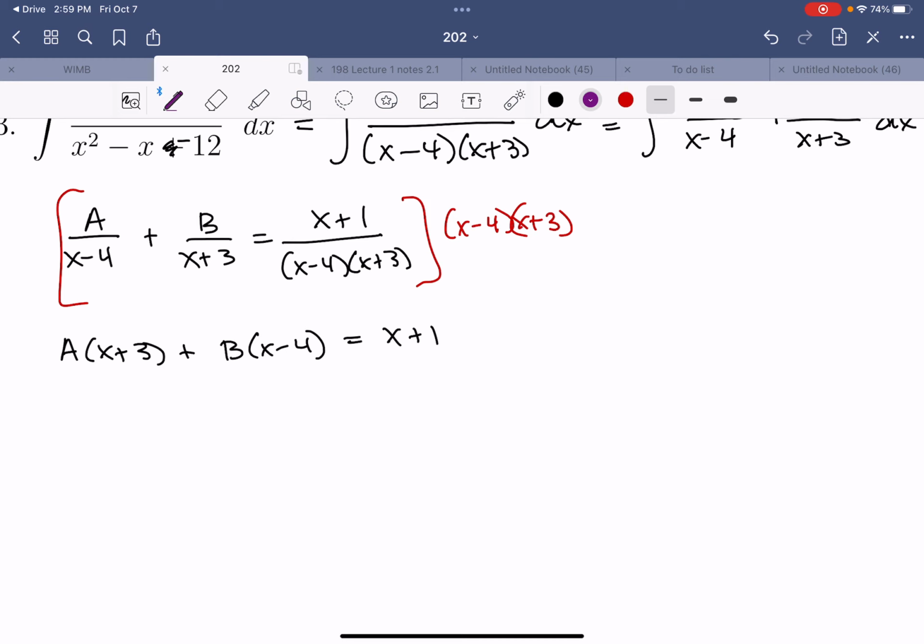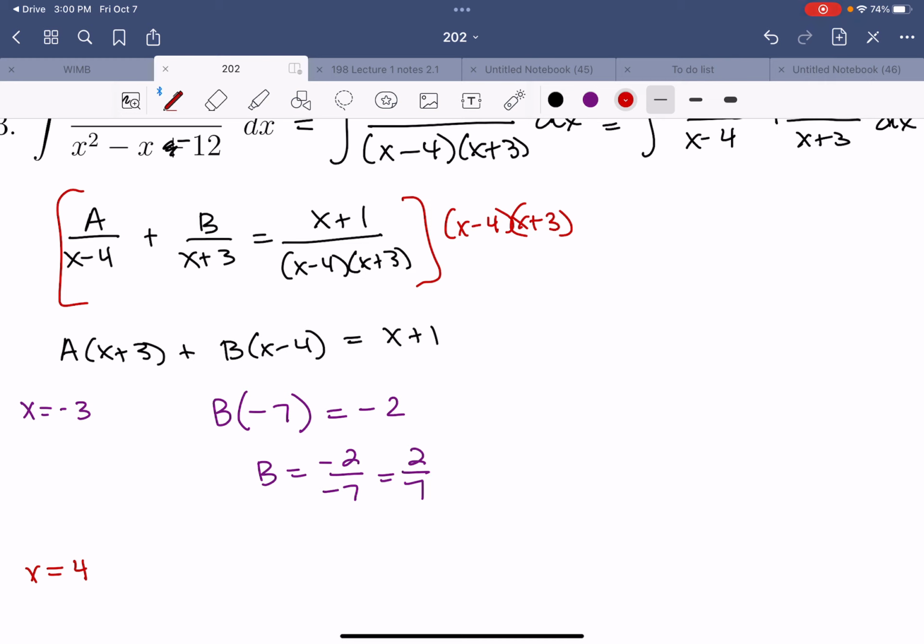So what happens if I choose x to be negative 3? Well, if I choose x to be negative 3, then this first term goes away, and I just get B times negative 7 equals negative 2. And that tells me that B is negative 2 over negative 7, which is 2 over 7. Awkward, but fine.